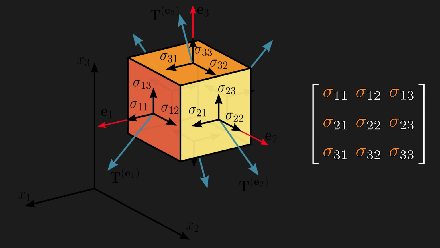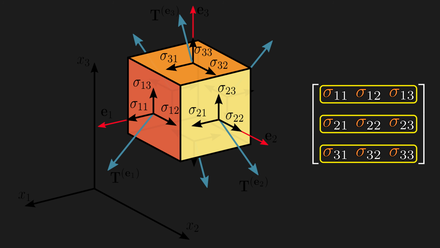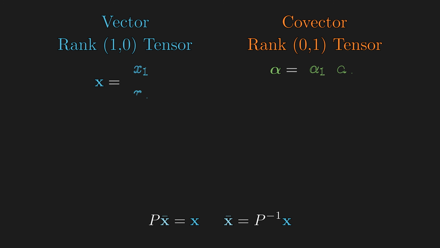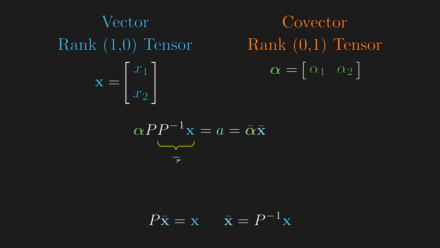There is one more case, the stress tensor, which is a rank 2-0 tensor. We can think of it as a multivector, where a different vector is associated with each direction. In order to see how it transforms, let's first understand how a covector transforms. A covector eats a vector to spit out a scalar. And no matter what coordinate we choose, it should output the same value. So let's throw in a P inverse, which is the identity. Since P inverse x is x bar, alpha P has to equal alpha bar.